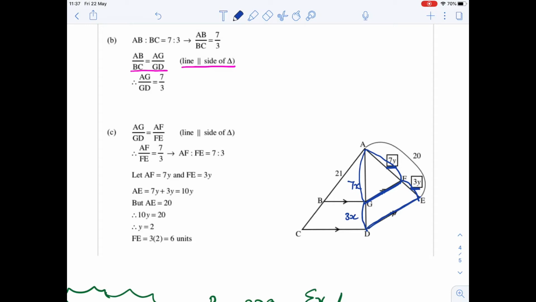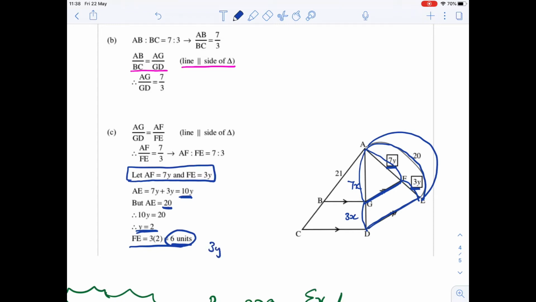Okay. So here, we don't have to actually say "let it equal" each time. You can just, on your sketch, put 7y over 3y. Now, we know that AE, this whole side here, is 20. But we also know in terms of y, it's 10y. So hence we come up with 10y is equal to AE, which is 20, therefore y is equal to 2. So if I want to find the length of FE, FE is 3y. Y we've found out to be 2, so 3 times 2 is 6. So that would imply that it is 6 units. Units is the length, 3y is the ratio.